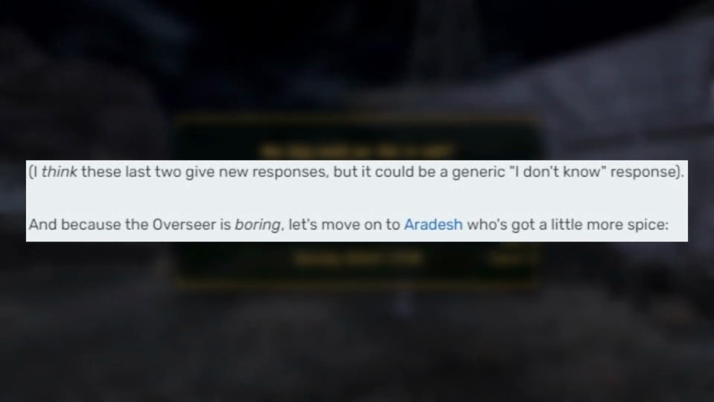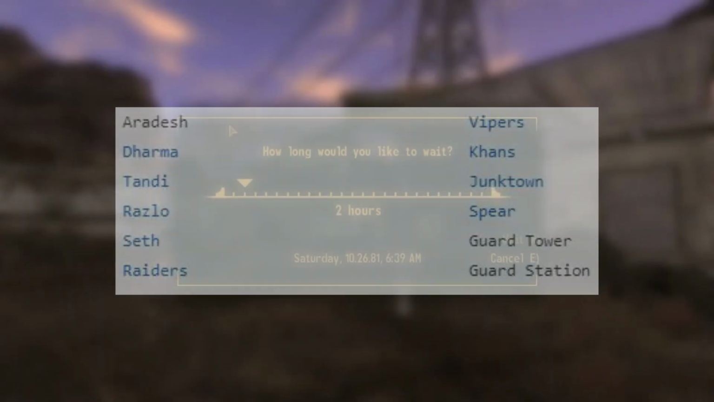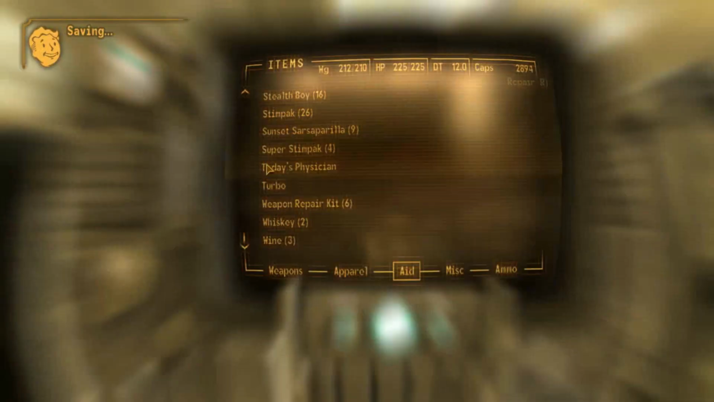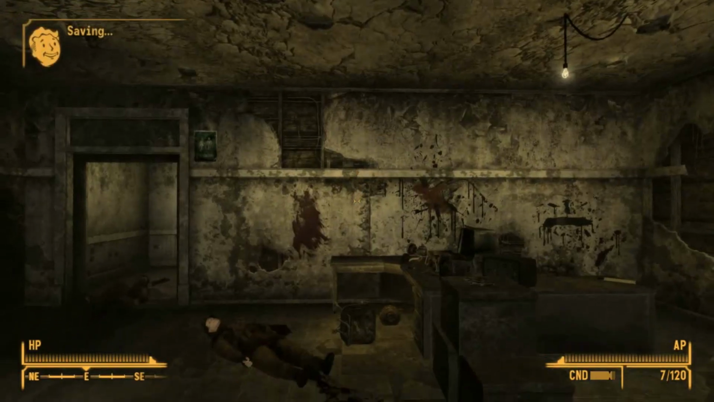And because the Overseer is boring, let's move on to Aradesh, who's got a bit more spice. Aradesh, Dharma, Tandy, Raslo, Seth, Raiders, Vipers, Cons, Junktown, Spear, Guard Tower, Guard Station. So this is interesting as it seems like it could be a way to give players ways to encounter new dialogue they may not have seen before. I don't know exactly what other purpose this entry could have.